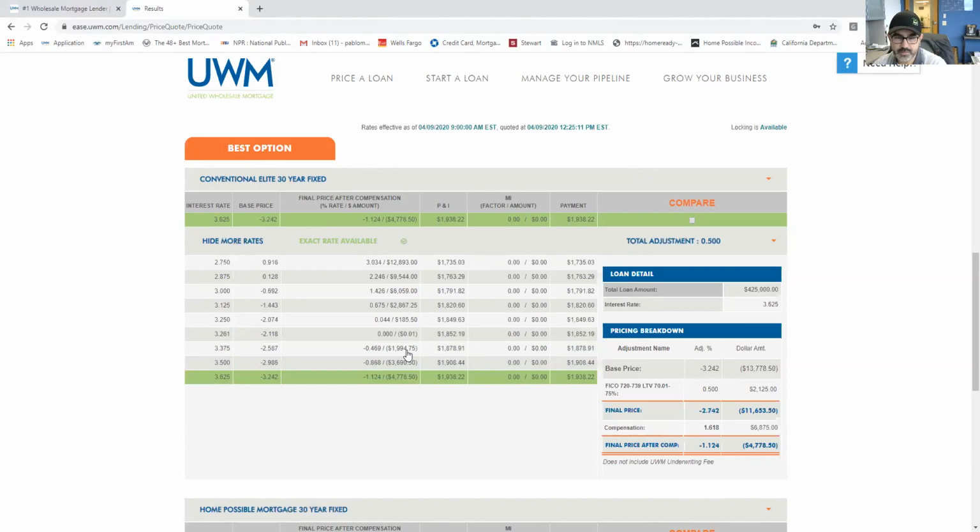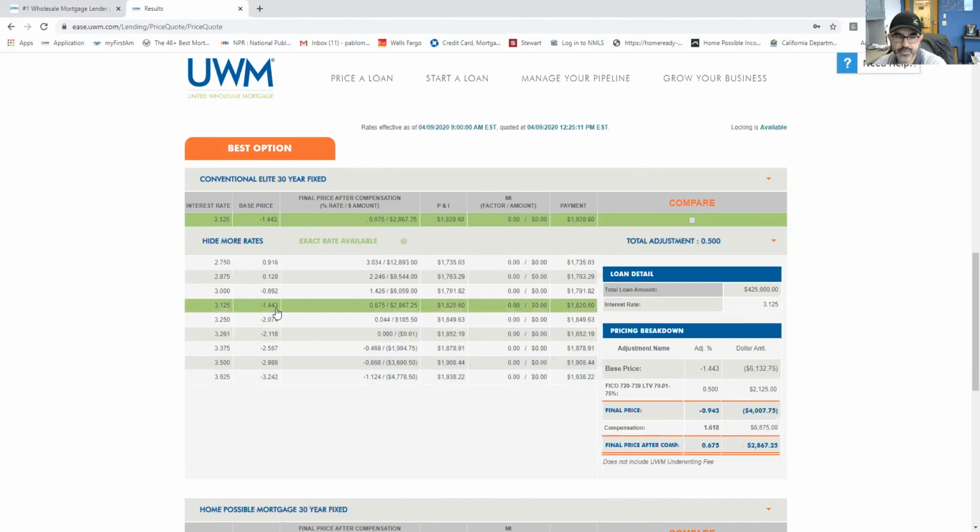Your compensation is already built in there, so there's no need for the rebate to go towards your compensation, right? Because it's already built in there. Now, if you go the other way, if the customer wants better pricing at 3.25, then it's going to cost him only $185 to get the 3.25, and you already have your $6,875 built in here. You see that?